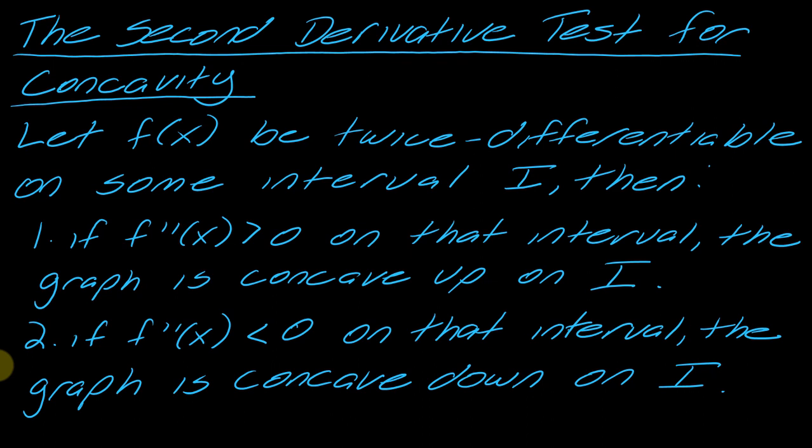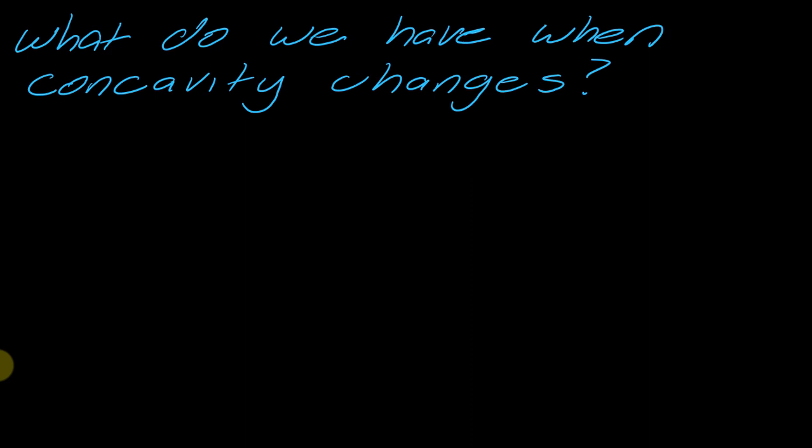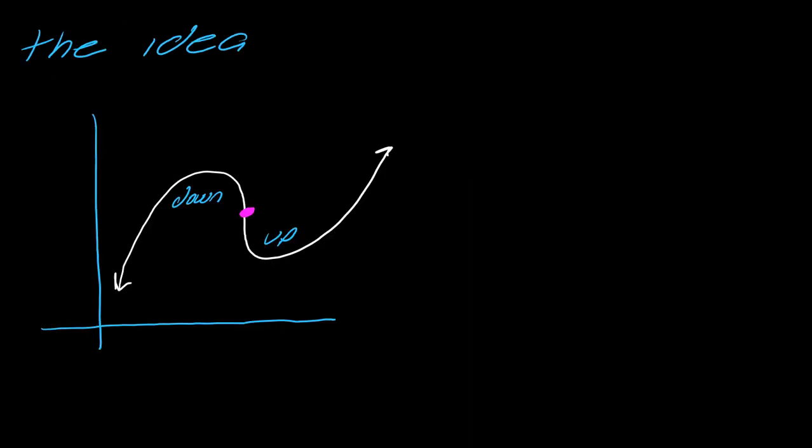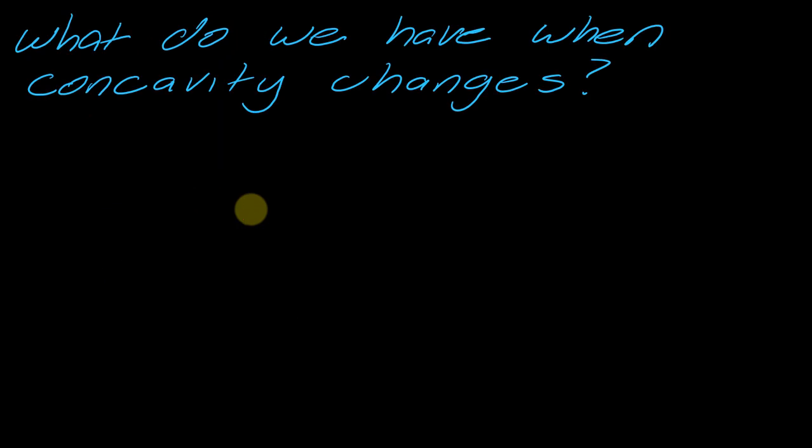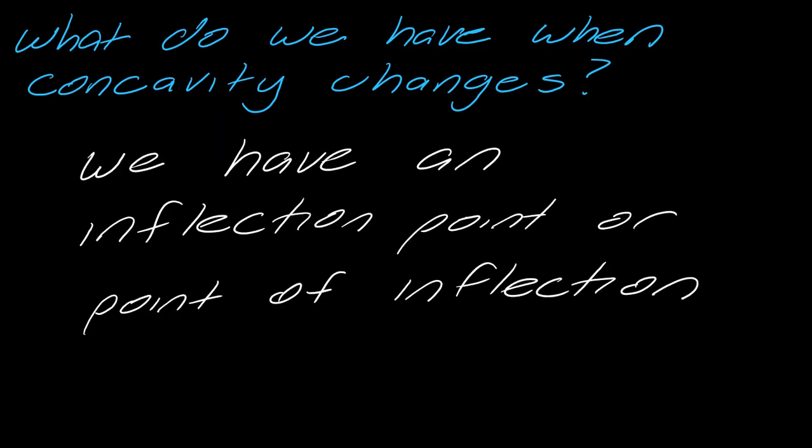Okay, so the other thing is, what do we have when concavity changes? That is exactly what I was talking about with this little idea here. So concavity is changing from down to up. What is this? This is called an inflection point. Inflection point, point of inflection, tomato, tomato, whichever way you want to call it, you get the picture.